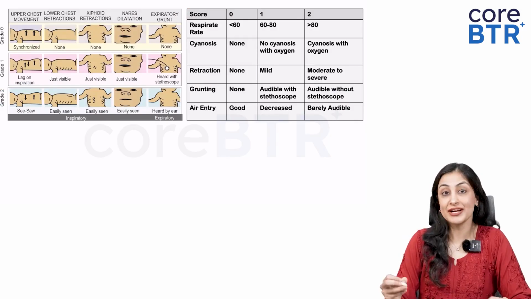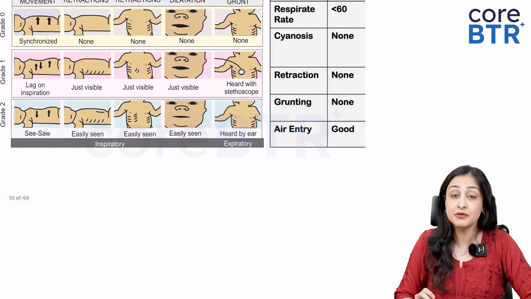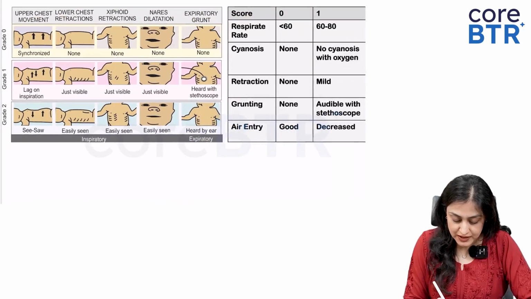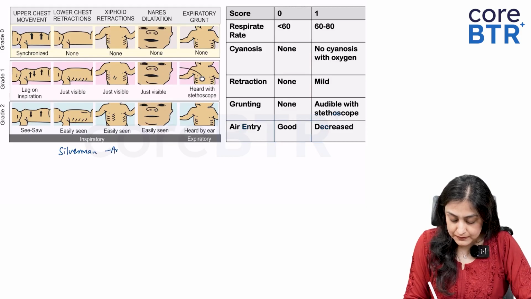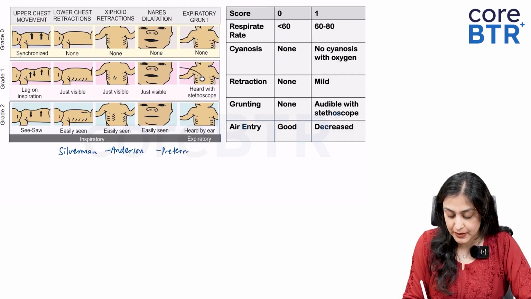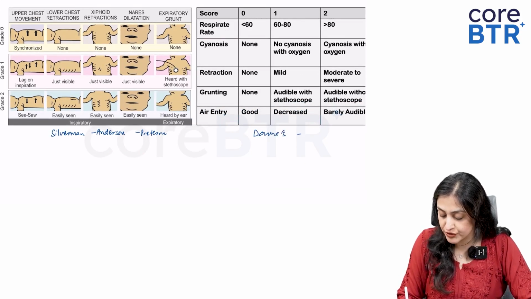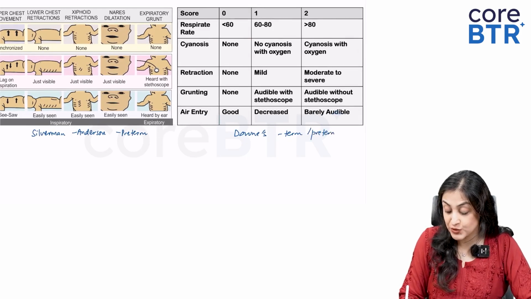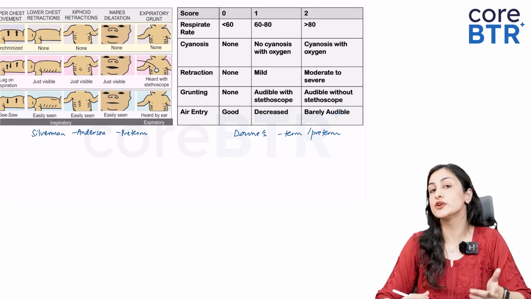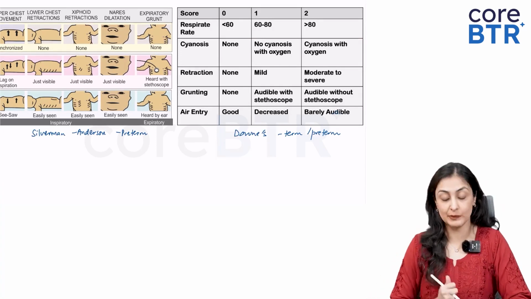So now let's have a look at two scores to assess respiratory distress. The first one here is the Silverman-Anderson score. This is used particularly in preterm babies, whereas this is the Downes score and this is used for both term as well as preterm. So this is where you do have previous questions where they've given a scenario and asked you to calculate. So you need to know everything about these scores.